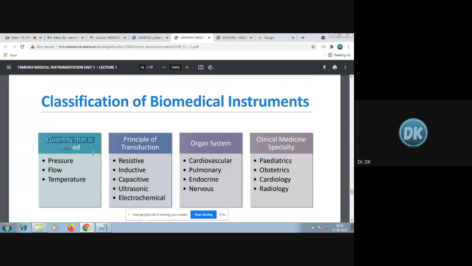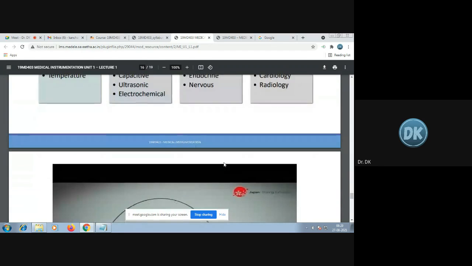Based on the quantity that is sensed, we can classify it as pressure, flow, and temperature. Based on the principle of transduction, you can classify it as resistive, inductive, capacitive, ultrasonic, and electrochemical. Based on the organ system, you can classify it as cardiovascular, pulmonary, endocrine, and nervous. And based on the clinical medicine specialty, you can classify it as pediatrics, obstetrics, cardiology, and radiology. So this is the classification of biomedical instruments.